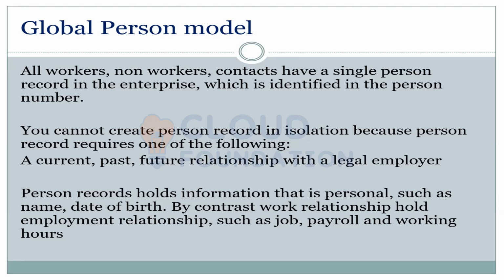Okay. The person record holds information that is personal, such as name and date of birth. By contrast, the work relationship holds employment relationships such as job, payroll, and working hours.